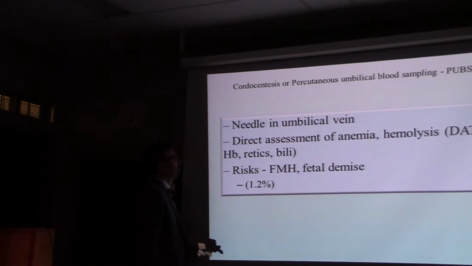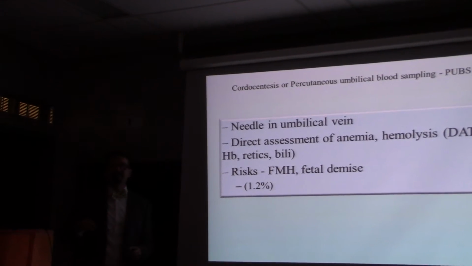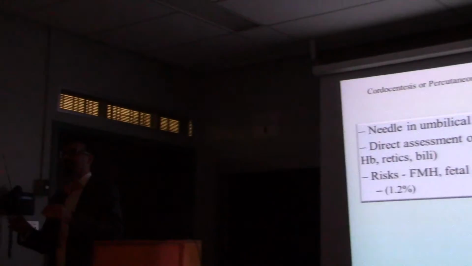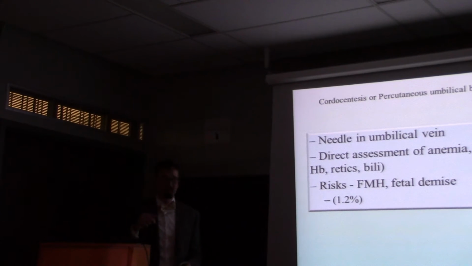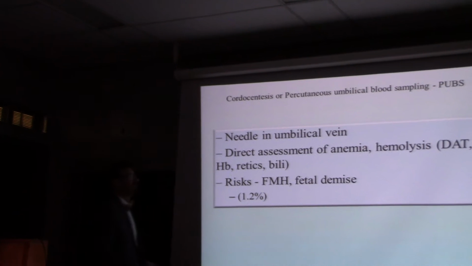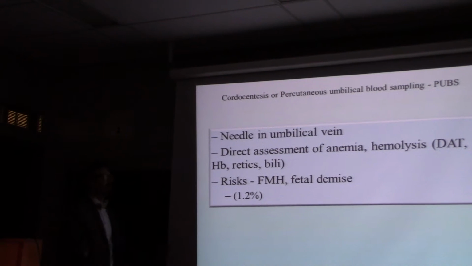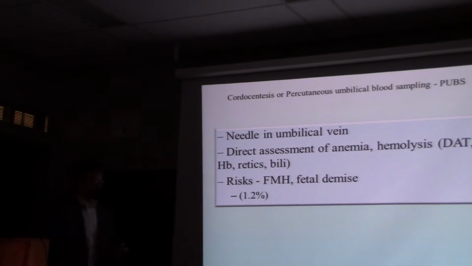PUBS, or percutaneous umbilical blood sampling, is where you actually stick a needle in the umbilical vein. Oof. Now, if you've seen me shake up here, and my hand's not steady, could you imagine me doing something like this? This takes quite a bit of skill. It's very, very delicate, because you've got to stick the needle in the umbilical vein. But you do get quite a bit of information. You can see if there's hemolysis, you can see anemia, you can check DAT, hemoglobin, bilirubin, but the downside is it's quite risky.